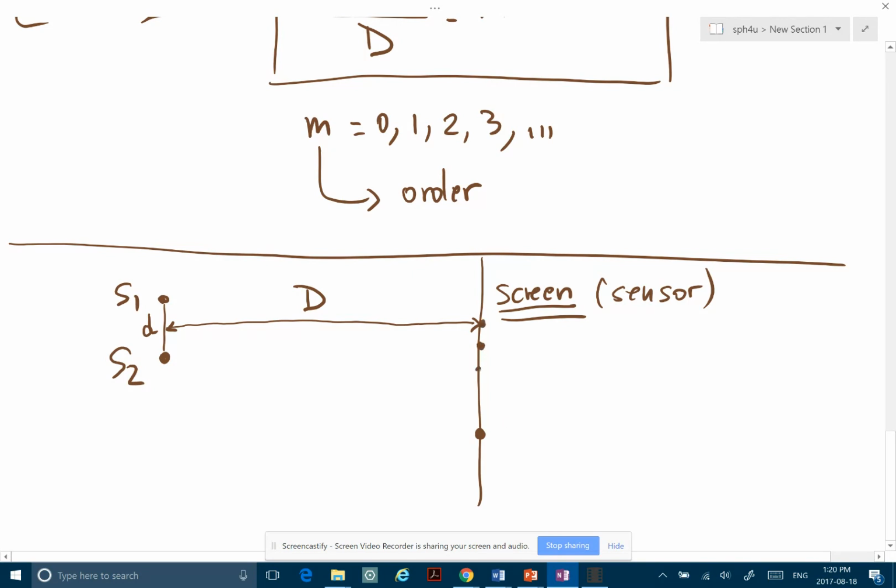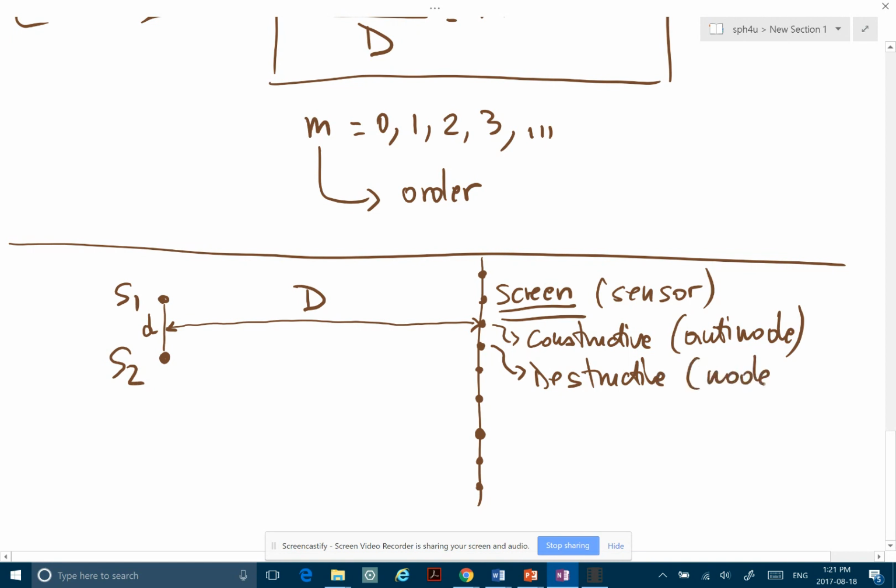Then what we have is a series of a combination of minima or constructive or antinodes, and destructive. Sorry, this is also constructive. I meant this one because they alternate, destructive or node. All right. They are also known as maxima. These are known as minima. This is the central one. Okay, the one right in the middle.